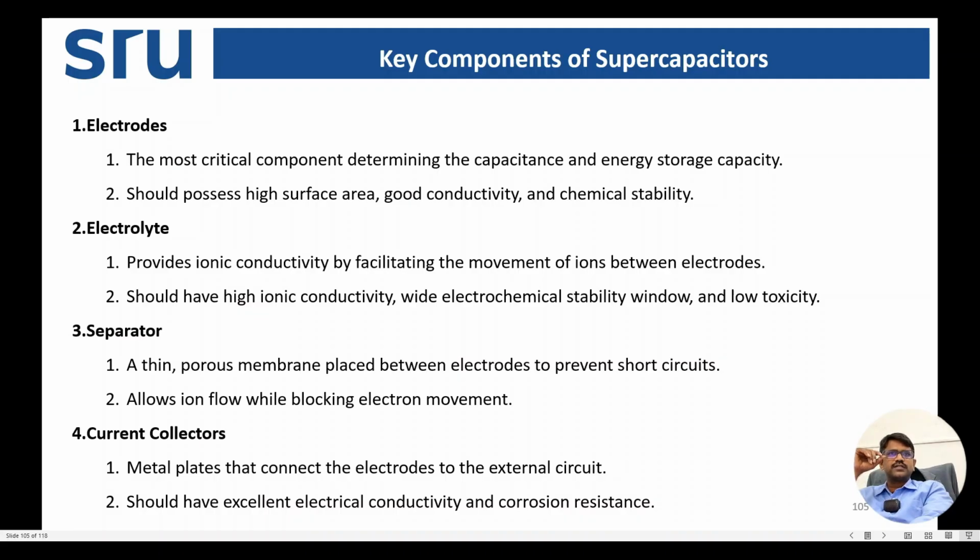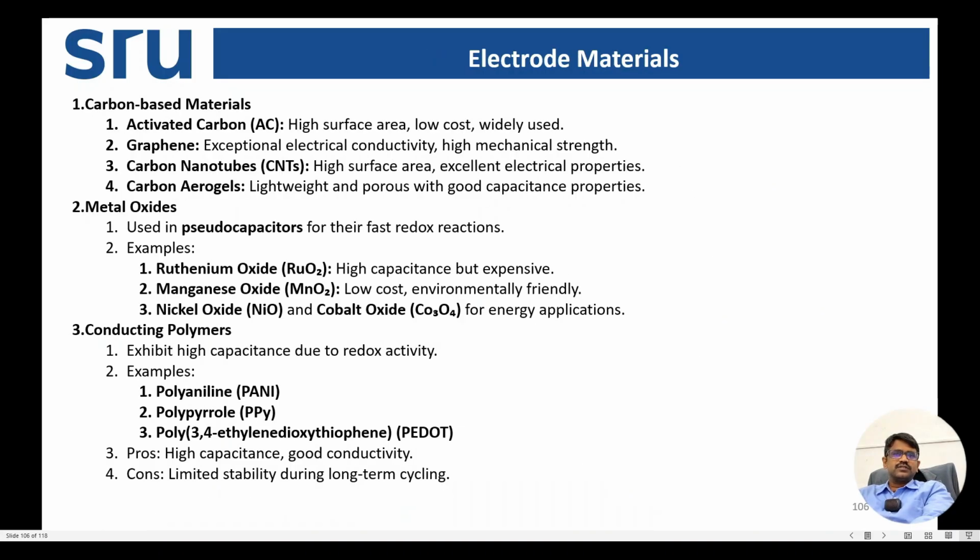So these are the key components of supercapacitors: electrodes, electrolyte, separator, and current collectors, and these are the properties they must have. The electrode should provide high surface area, good conductivity, and chemical stability. The electrolyte should provide higher ionic conductivity. The separator should avoid electrical short circuit and should not block the ions. The collectors should provide higher electrical conductivity and corrosion resistance. These are the different types of electrode materials, and we can use any of them depending on our requirement.